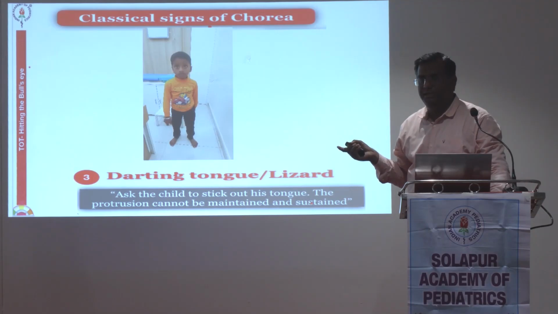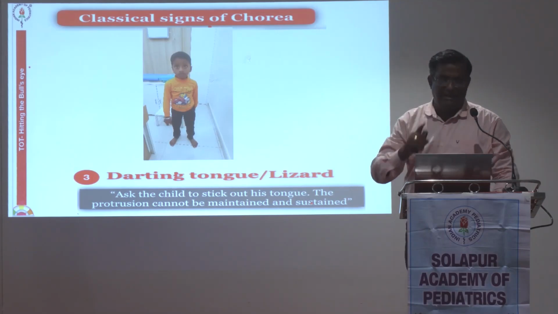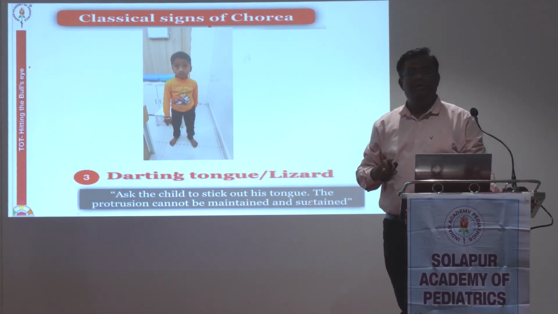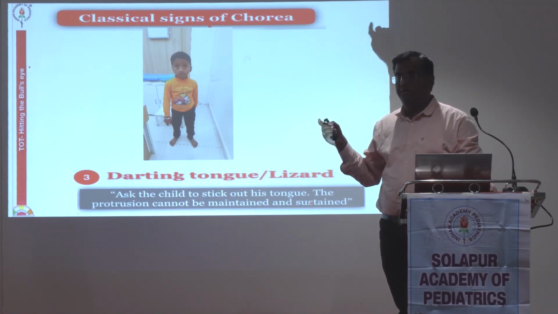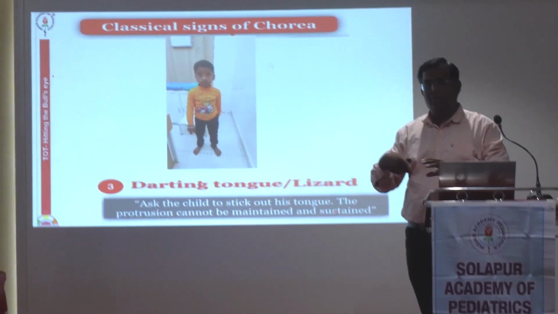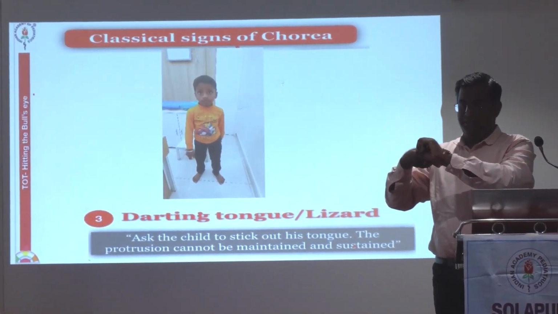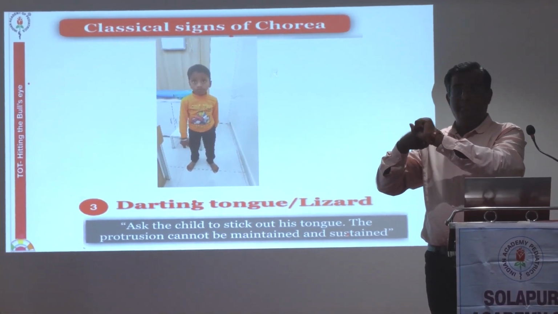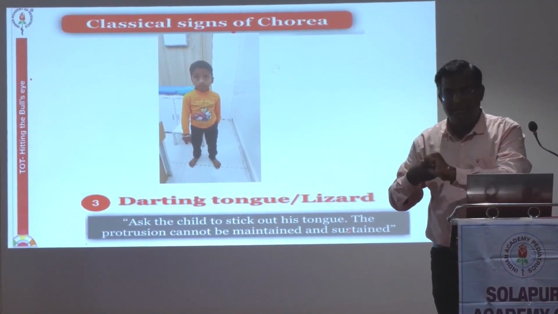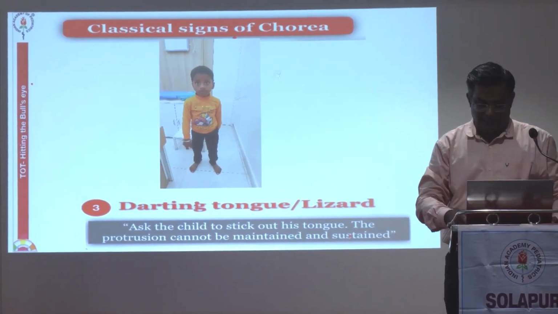There is one more sign, the milkmaid sign. This is because of motor impersistence. Like he is not able to sustain the protruded tongue, they are also not able to maintain the grip pressure. So that will give the appearance of a milkmaid sign. So this is also characteristic of chorea.